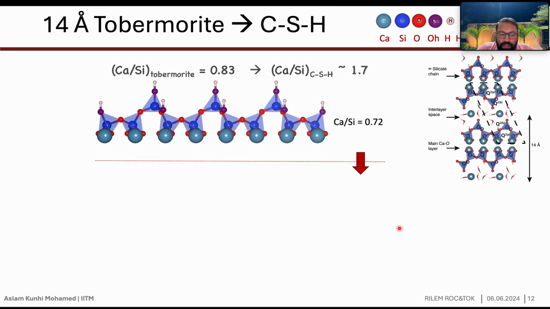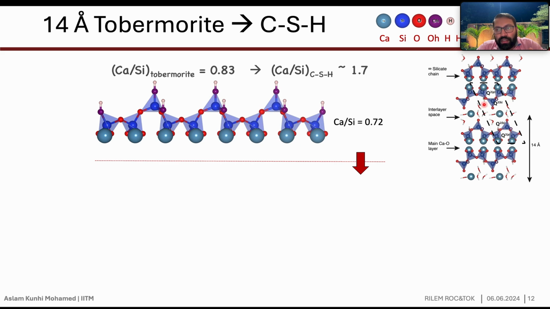We are not the first ones to propose a model for CSH. There are probably two prominent models along with ours who have tried to make CSH atomistic models from the defective tobermorite crystal structure. So 14 angstrom tobermorite is a naturally occurring mineral.